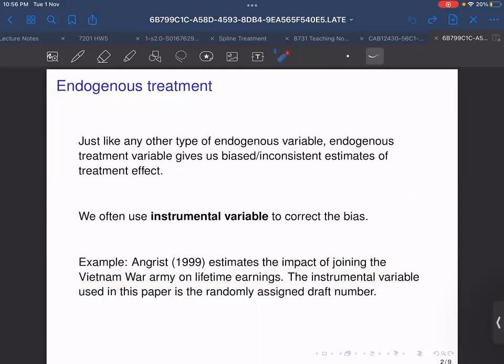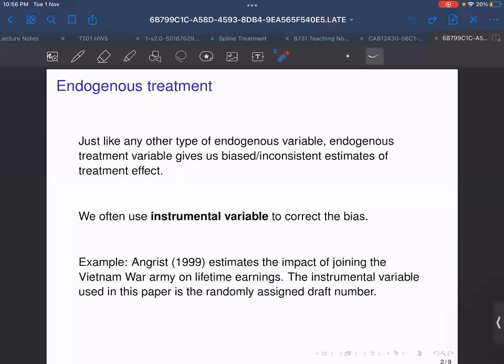Apparently, those people who join the army versus those who don't are two different subpopulations, and they are inherently different. So simply differencing their average income will not give us a good estimate of the impact of joining the Vietnam War Army.